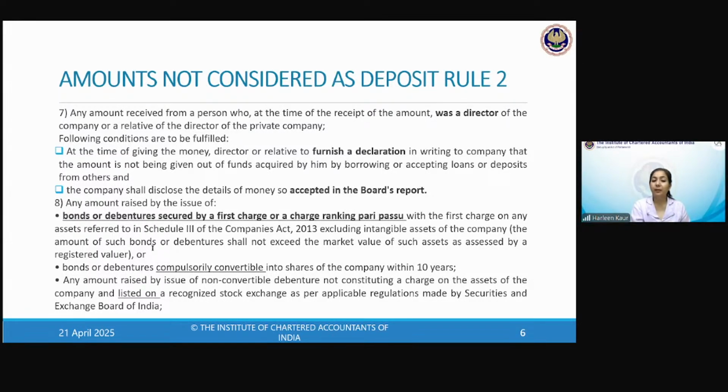So regarding the bonds and debentures, there was a company, ABC Limited. It received an amount for issuing bonds and debentures by providing a security of assets, which was an intangible asset. Will the amount received be considered as deposits? Yes or no?